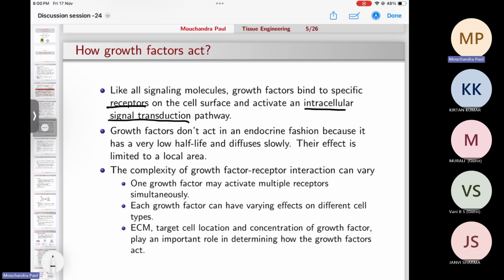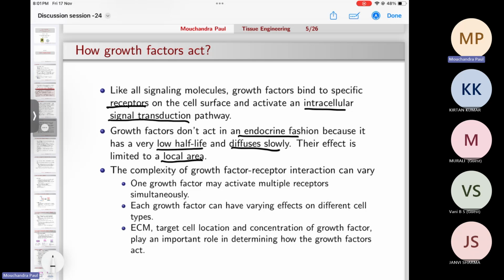But growth factors can't act in an endocrine fashion, meaning like the hormones which can circulate in our blood vessels, growth factors can't do that because they are of very small molecular weight, so their half life is very low, meaning they will degrade very fast, and the diffusion also happens very slowly. So the effect of the growth factor is limited to a small area only.